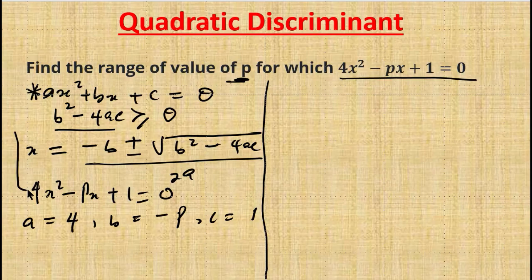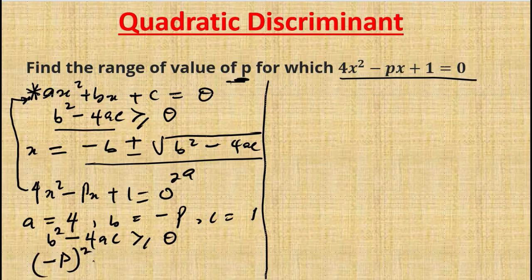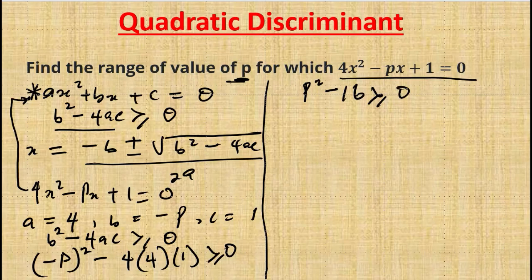Now, I've likened this equation to the general format so that, for me to have real roots, b squared minus 4ac must be greater than or equal to 0. So I'll have minus p, that's my b, all raised to power 2, minus 4 times a, of course, is 4, and c is 1, must be greater than or equal to 0. So I'll have p squared minus 16 must be greater than or equal to 0. So p squared must be greater than or equal to 16.